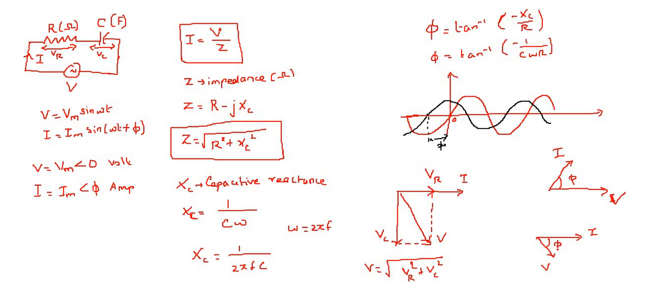When drawing the phasor diagram, remember that the voltage V is root of VR square plus VC square. I hope you have got a clear idea about the series RC circuit.